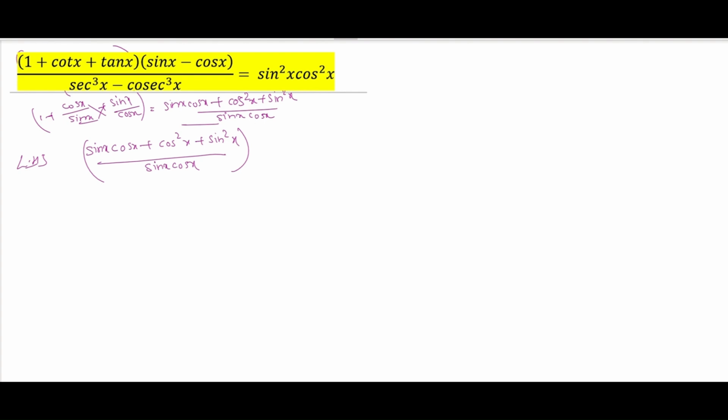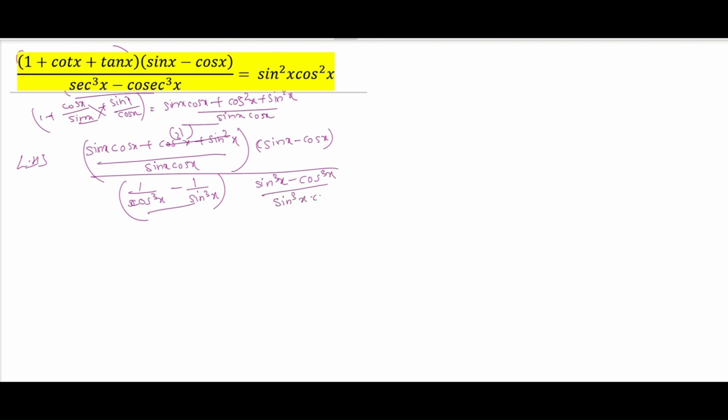Now this as it is, we'll write it down here, sin x minus cos x, and in the denominator we will try to substitute that. That becomes 1 upon cos cube x minus 1 upon sin cube x. Now sin square x plus cos square x is 1, so in that place we'll write 1. And here we can take the LCM. For this term, the LCM becomes sin cube x minus cos cube x upon sin cube x into cos cube x. In the place of this, we can write this.